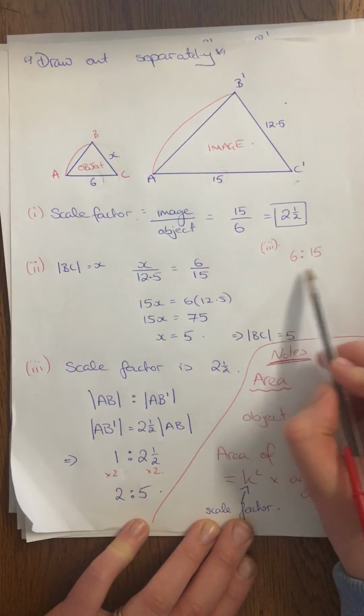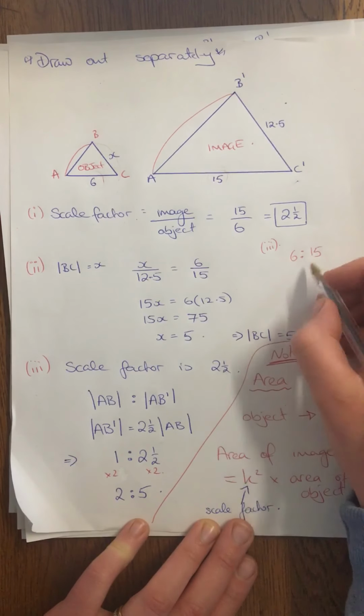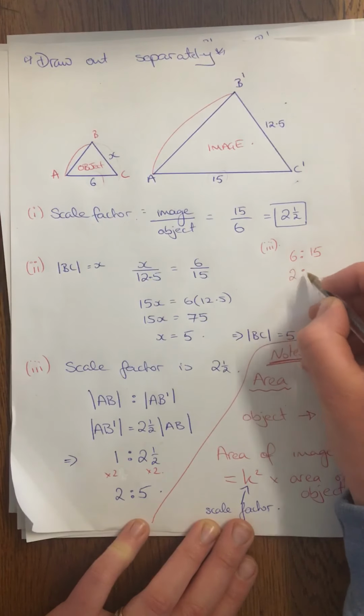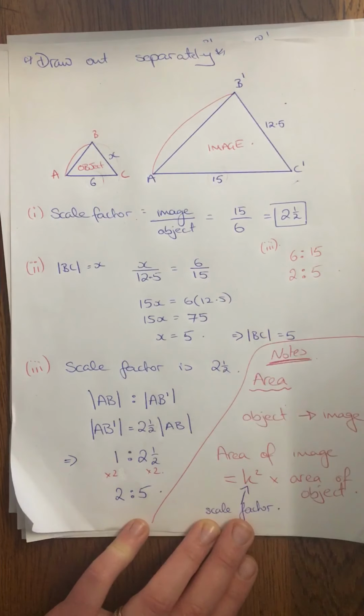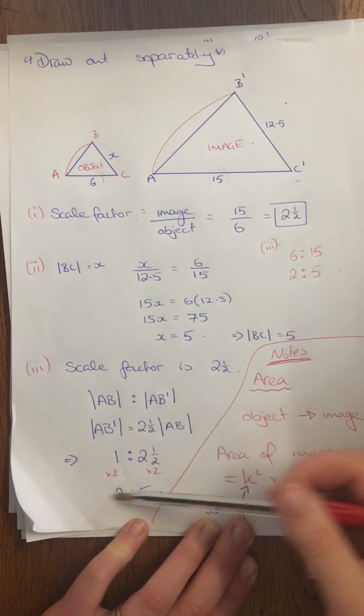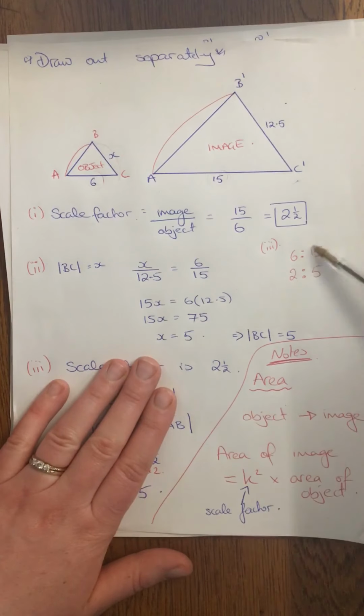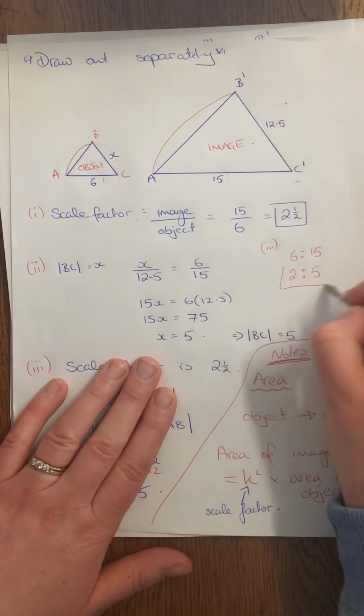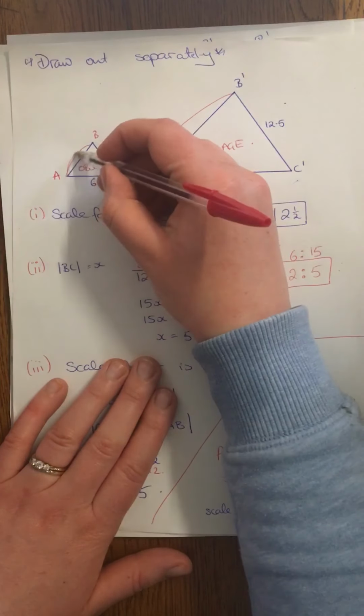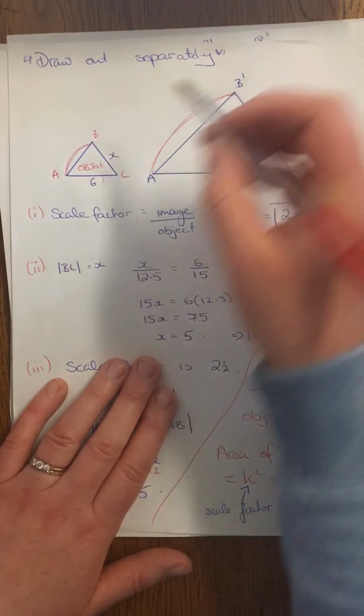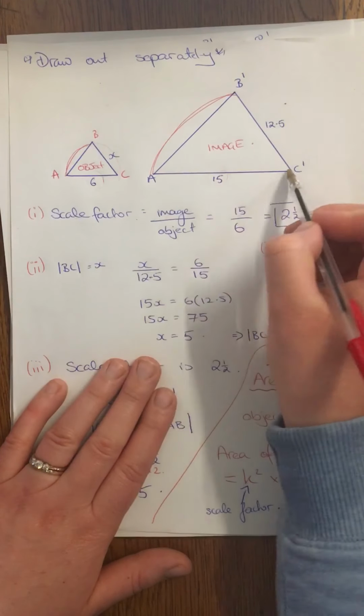Now, is this in its simplest form? No, it's not. Divide both sides by 3 and you get 2 is to 5. Now, that's way simpler. I have it done out a different way here, but I would actually just stick with this way. And your answer there is 2 is to 5. So the ratio from here to here is the same as this one to this one.